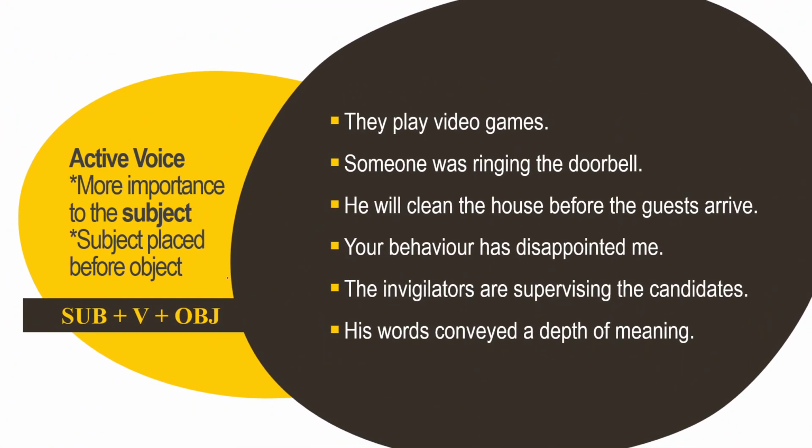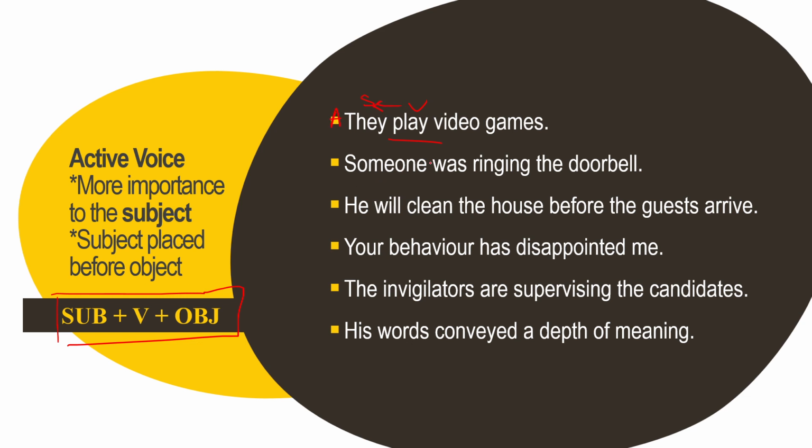Now let's look at the difference between the active voice and the passive voice, now that you know the difference between subject and object. In the active voice, more importance is given to the subject. The subject is placed before the object in the active sentence. So the active sentence takes the form of subject followed by verb and then the object. Let's look at each of these sentences and try to figure out why it's an active sentence. They play video games. Play is the verb. Who is playing? They. So that's the subject. Subject before the verb, active.